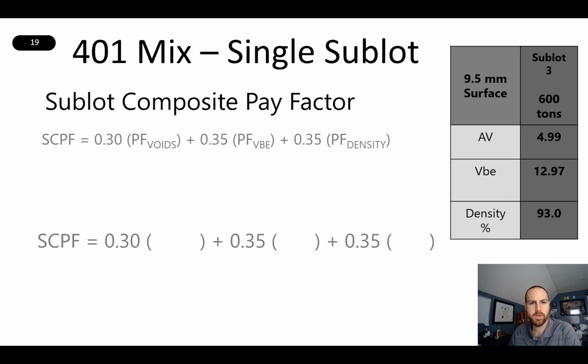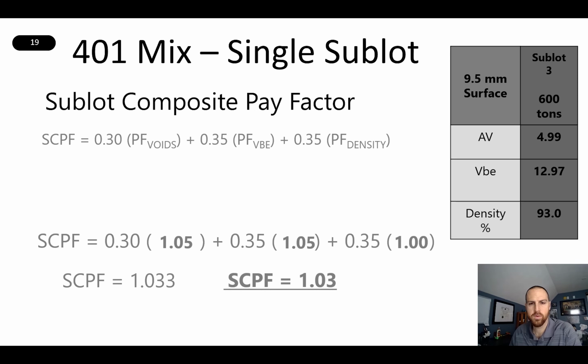Using the previous tables, an air void of 4.99 would result in a pay factor for the voids of 1.05. A VBE of 12.97 would result in a 1.05 pay factor for VBE, and the density pay factor would be 1.00. Thus, the sublot composite pay factor would equal 1.033, and you would round that to 1.03.